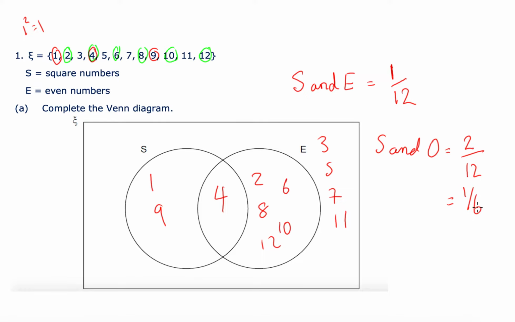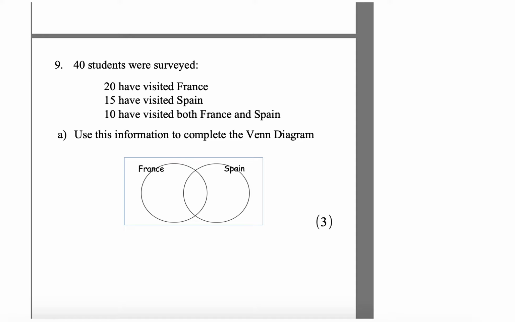Okay, so let's go to the next one. So we have 40 students were surveyed. 20 have visited France, 15 have visited Spain, and 10 have visited both France and Spain. And we've been asked to complete the Venn diagram.